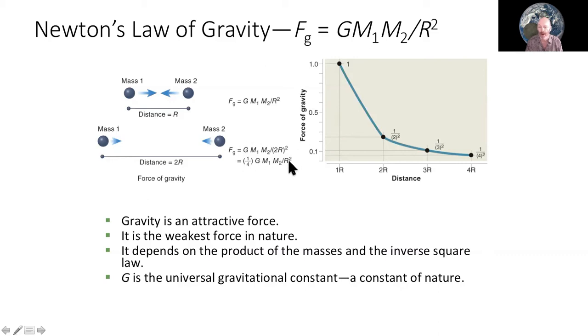Notice the r squared, and it's in the bottom of our fraction here. That means we're dividing by it. And so if you're twice as far away from something, you're only 1/4 as attractive. If you're 3 times as far away, you're only 1/9 as attractive. If you're 4 times as far away, you're 1/16. If you're 10 times as far away, you're 1/100th as attractive. If you're 30 times further away, you're only 1/900th as attractive gravitationally.